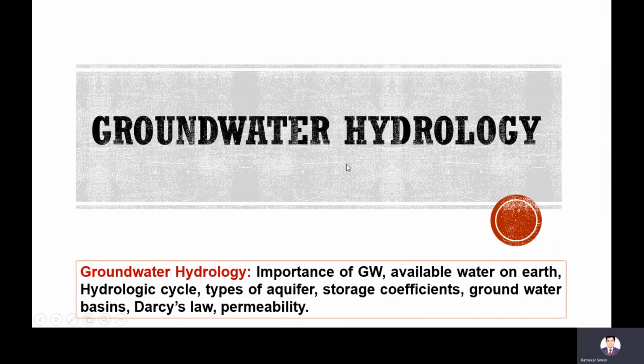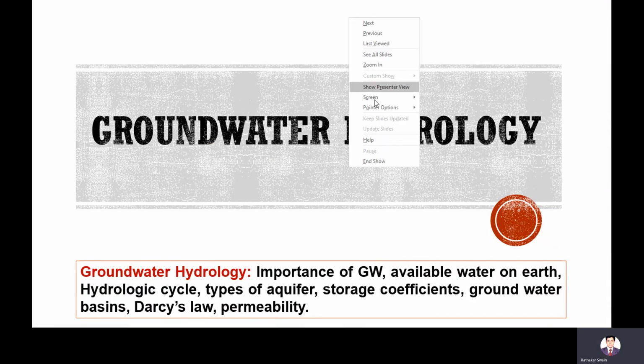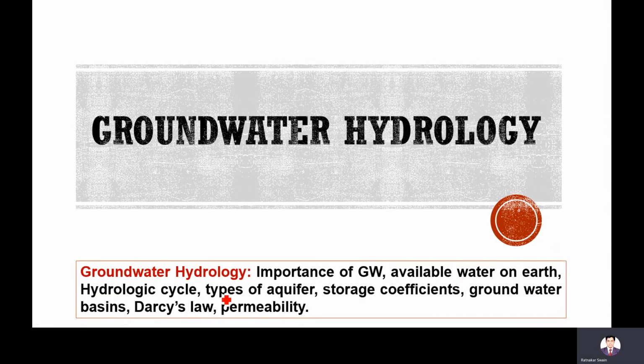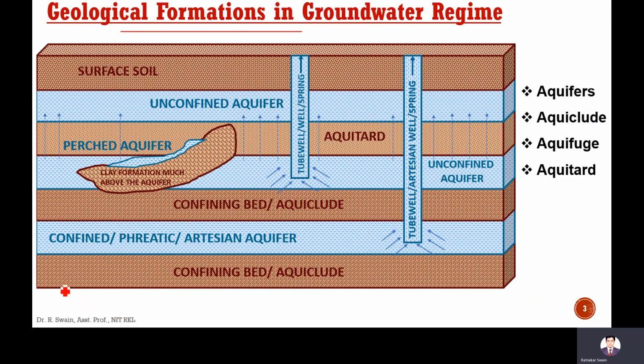So we'll discuss types of aquifers. Before going to the types of aquifer, we should first know about the different geological formations in the groundwater regime, as far as the water content is concerned. There are four types of geological formation: aquifers, aquiclude, aquitard, and aquifuge.